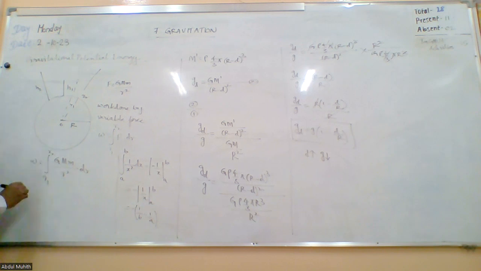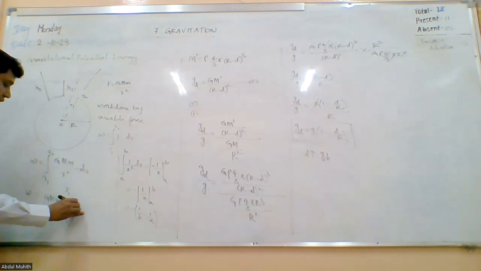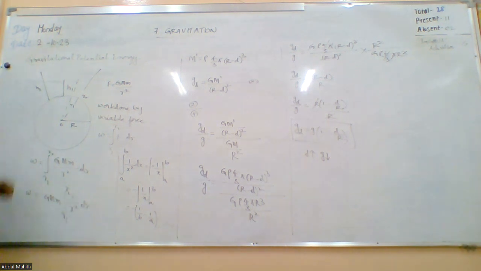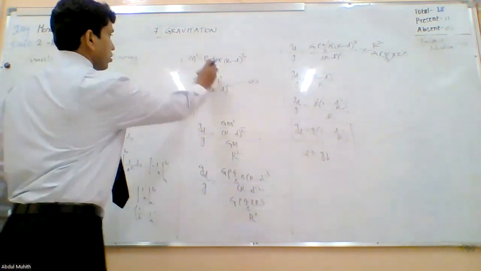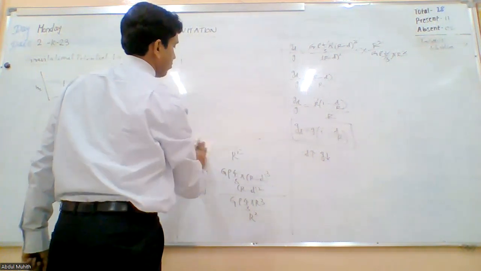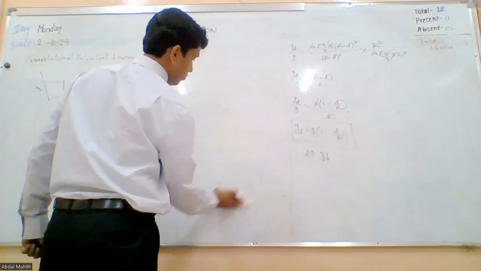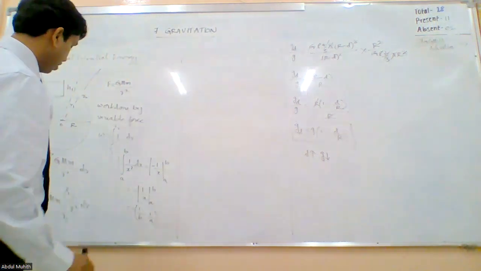So now the same way, W equal to how much? Here we write G capital M small m outside, and the integral from R1 to R2 of 1 by R square dr. Understood now? G is the gravitation constant.